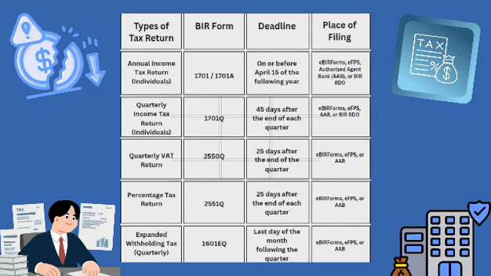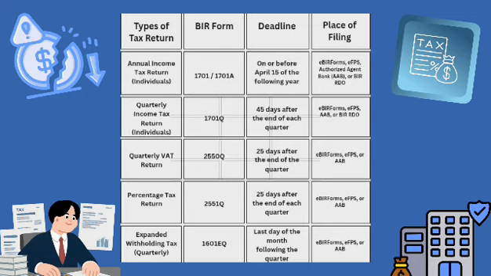Number 4. Percentage Tax Return. BIR Form 2551Q. Deadline: 25 days after the end of each quarter. Place of filing: eBIR forms, eFPS, or AAB.